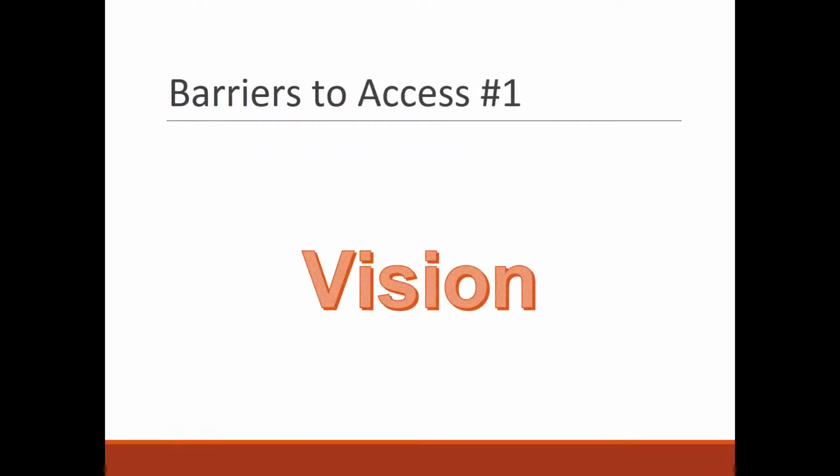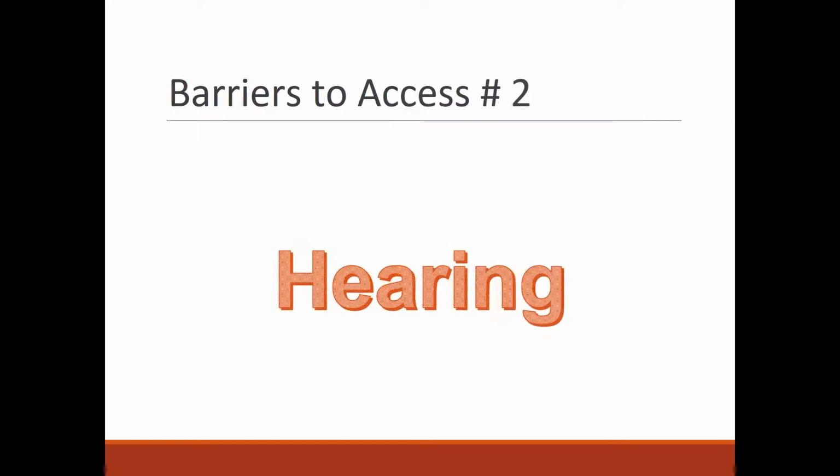So there are several barriers to access information technology. One of the obvious ones is vision, whether that's blindness, low vision, or color blindness, or some type of visual disorder. Next is hearing. If you're hearing impaired, it can impact your ability to access digital content, especially if the site or the content is not accessible.